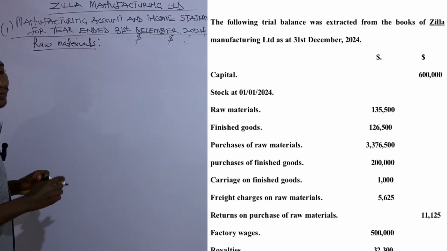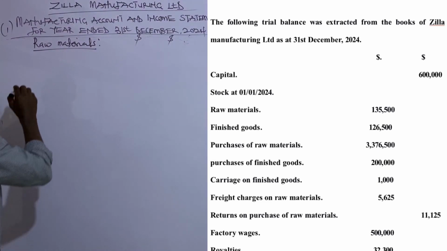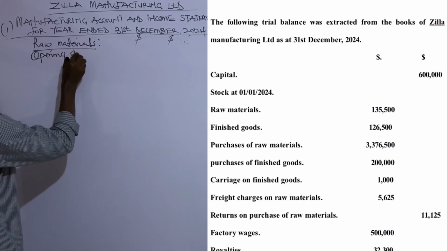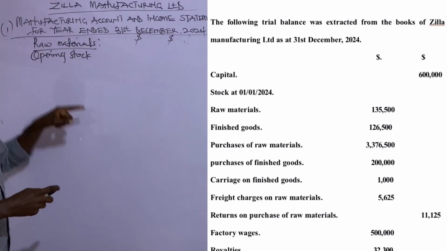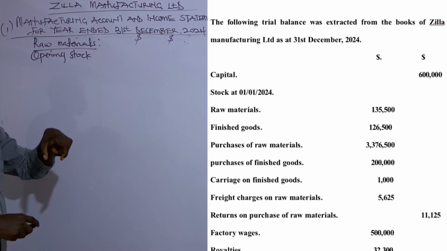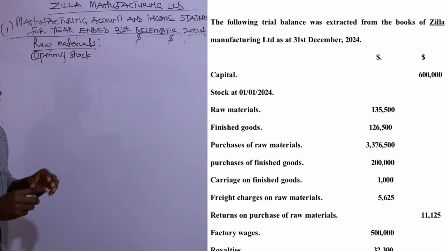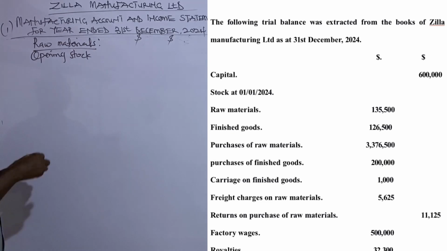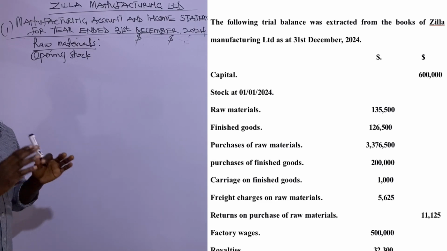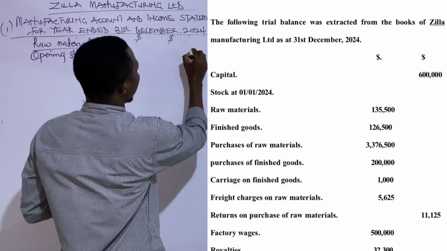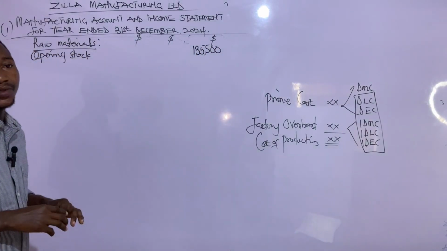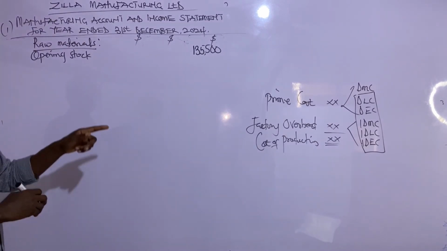So for raw materials, when we look through the question, you will begin with what we call opening stock. When I talk about opening stock, I'm talking about the opening stock of raw materials, because we have two different opening stocks. We have opening stock of raw materials and opening stock of finished goods. Is that okay? So now our focus is on raw materials. That is why the raw materials is up there. So opening stock of raw materials from the question is an amount of 135,500. So we write 135,500.